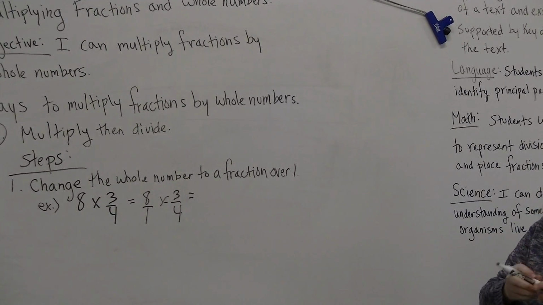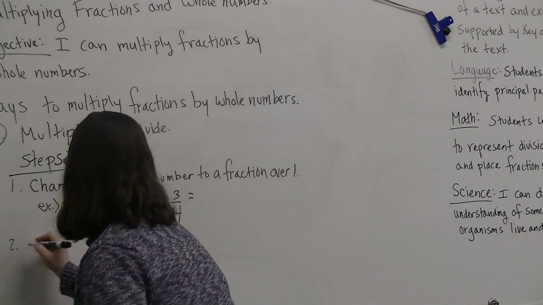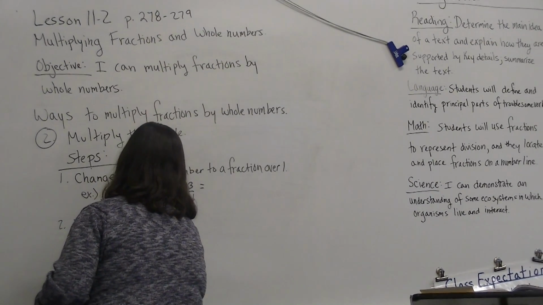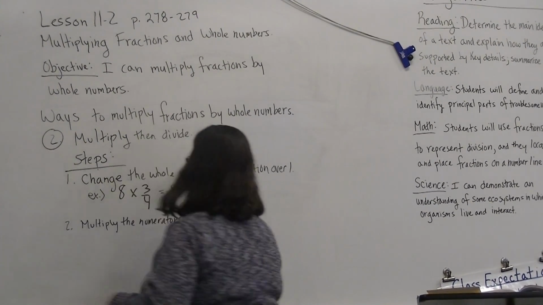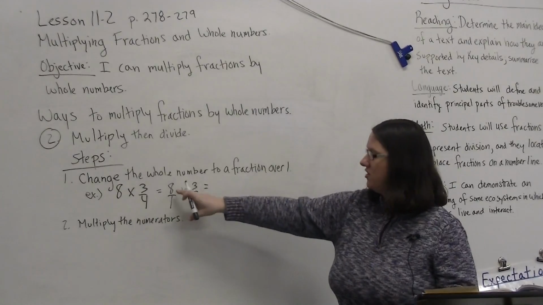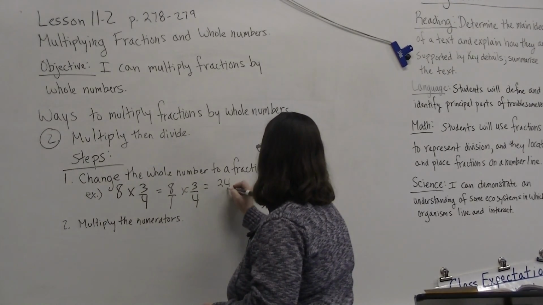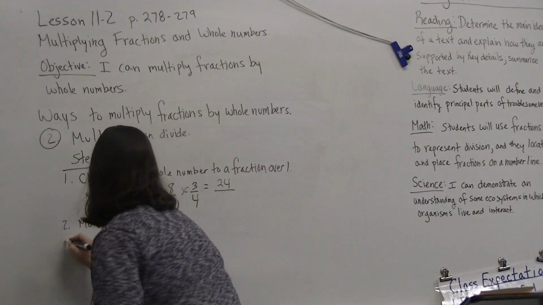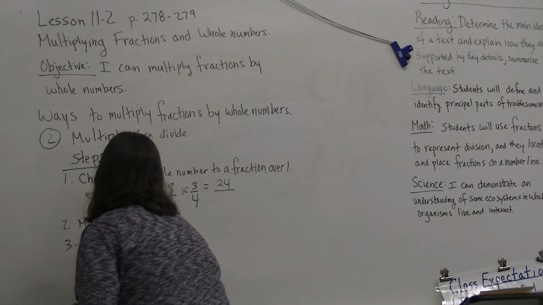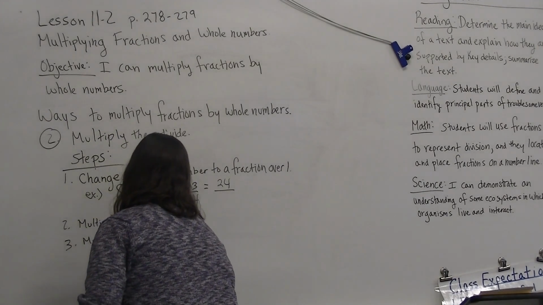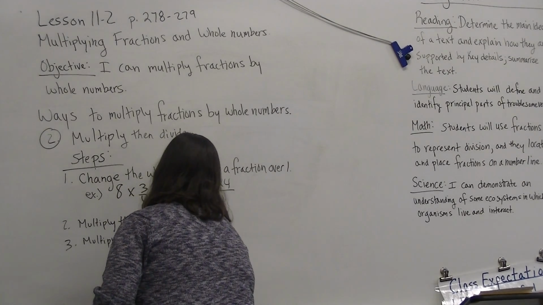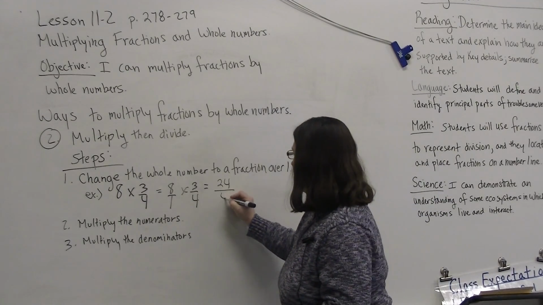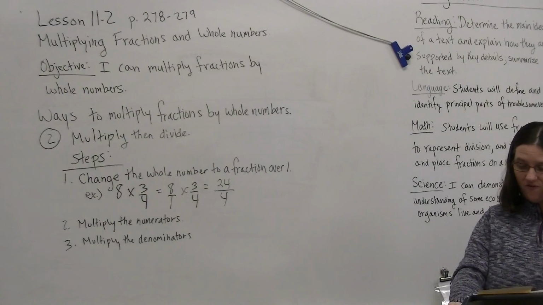Your second step then will be to multiply the numerators. So step 2, multiply the numerators. So back up here, our numerators are 8 and 3, so 8 times 3 is 24. That's our second step. Our third step will be to multiply the denominators. Step 3, multiply the denominators. And our denominators are 1 and 4, so 1 times 4 is 4. So my fraction at this point is 24/4.